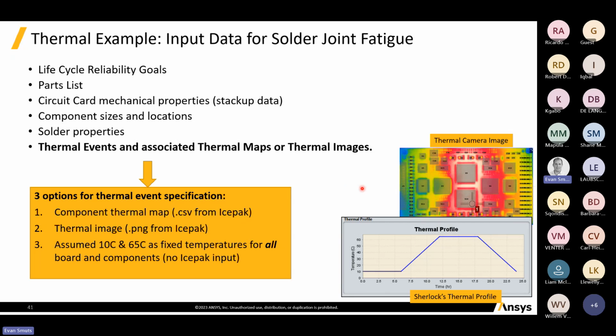So this is where we can bring in something like a thermal image, either from a thermal camera or some sort of simulation product, and we can then map those temperatures across. Or we can just assume the very basic profile. So this is a basic profile that we could put into Sherlock, and we just give it a minimum, maximum temperature, and it just assumes that temperature is the same for all components on the PCB. So those are the three options we have there.